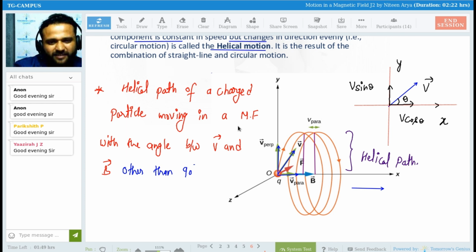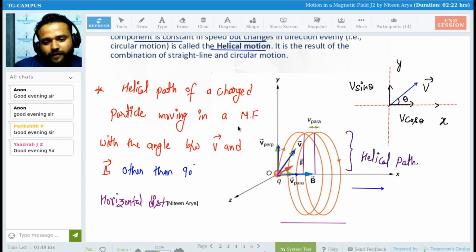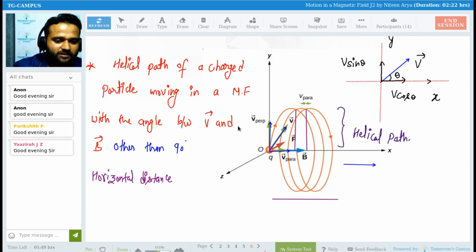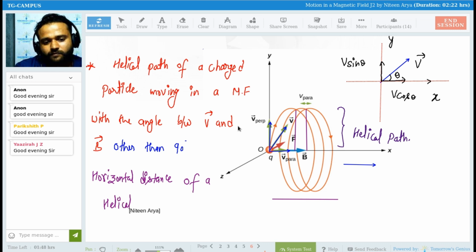What is pitch? It is simply the horizontal distance of a helical path covered in one time period. The horizontal distance of a helical path is known as pitch.